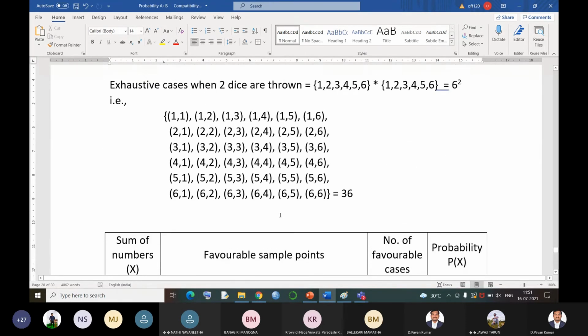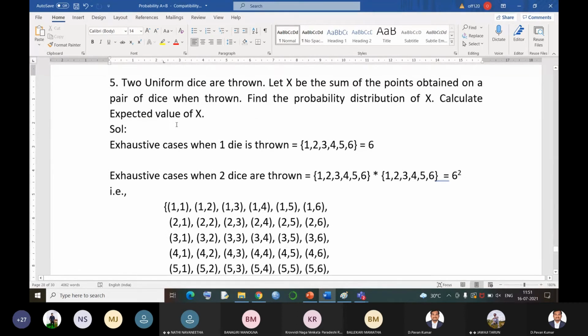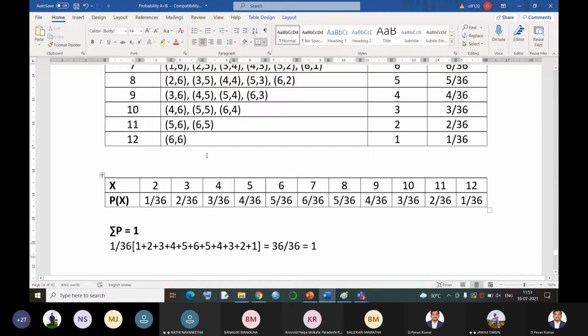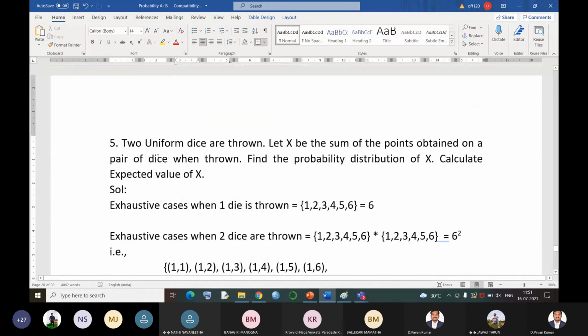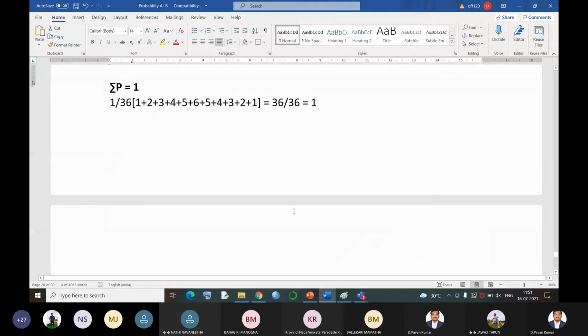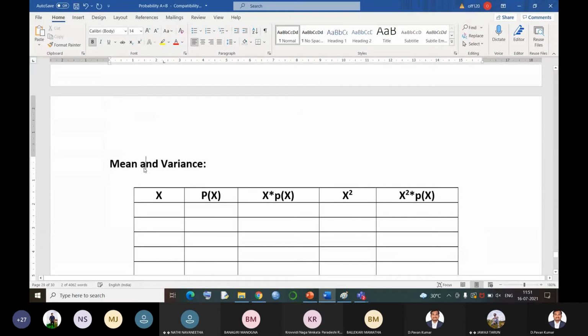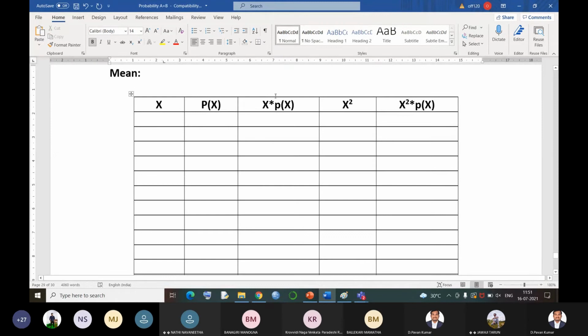In this problem, they're asking us to find the probability distribution of X. The first one is done. This is the probability distribution of X. And the second one, they are asking us to find the expected value of X. Expected value of X is nothing but the simple mean. Here, they are not asking us to find the variance. They are asking simply to find the mean. So we don't require these last columns over here.